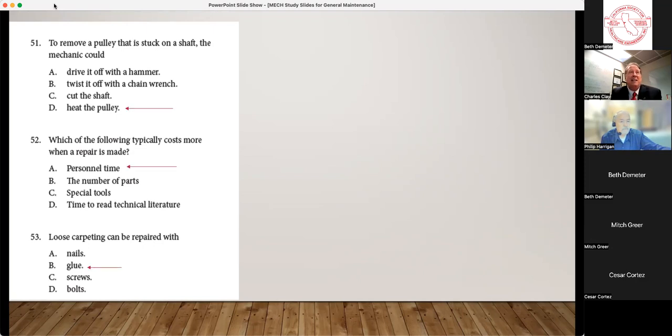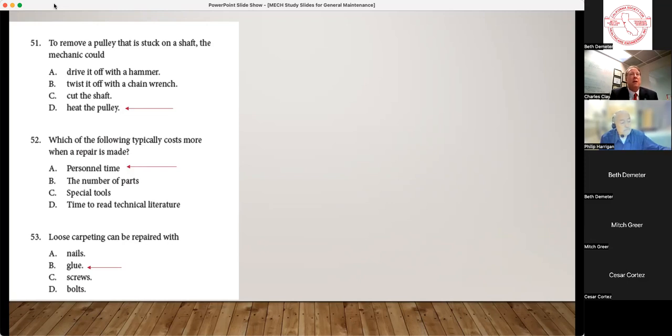Next slide, to remove it, heat the pulley. Right. So if you've got a pulley that's on a shaft, heat the pulley up. Why? The reason you're heating it up is it expands, and so the diameter of the pulley then becomes greater than the diameter of the shaft. Right, much greater. When it heats up, it expands, so it's easier to remove the pulley.